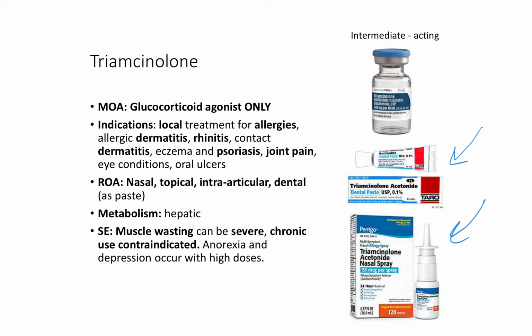It does undergo some extensive hepatic metabolism, and why I mention that you want to be conservative with it as a more chronic therapy is because the muscle wasting from chronic use can be very severe. Anorexia, so the lack of motivation to eat, and depression occur with high doses at chronic levels, so it is best kept in mind for a local treatment used locally when possible. That injectable, then, we would want to use that as an IA injection, not necessarily a systemic injection.